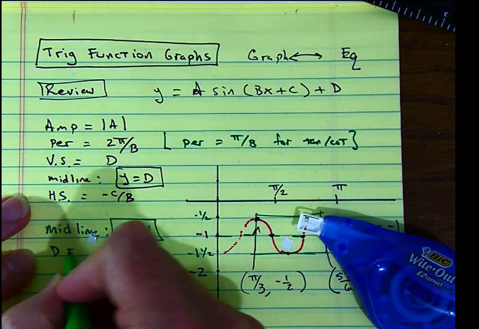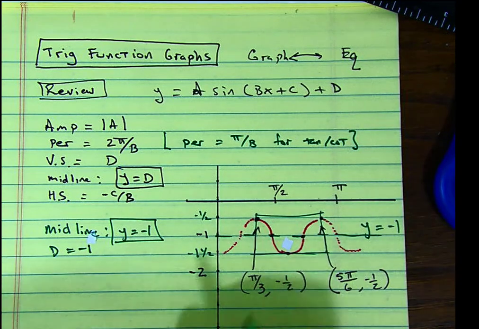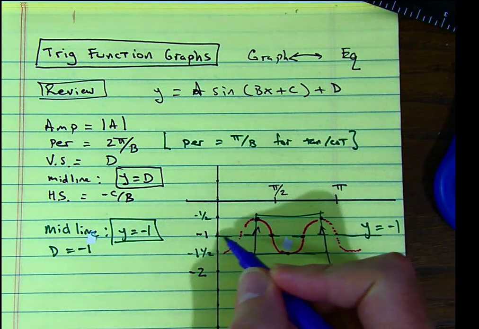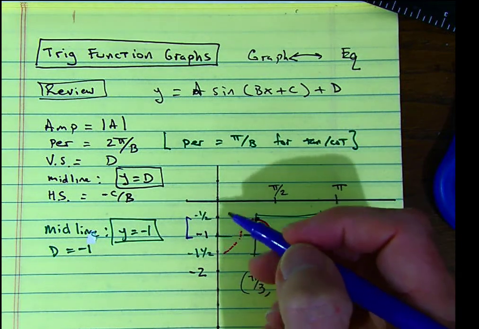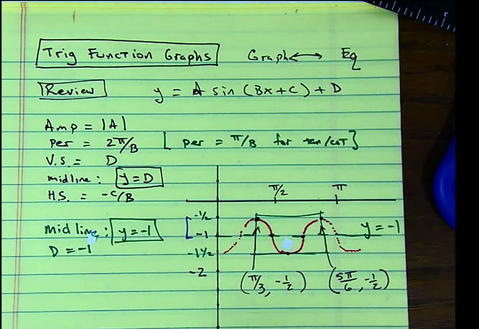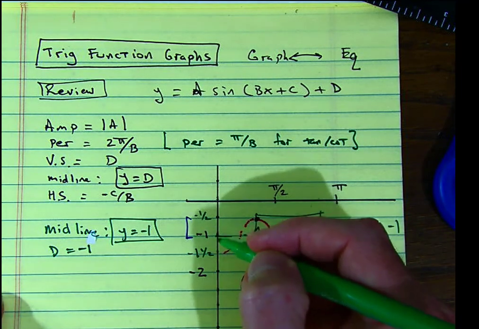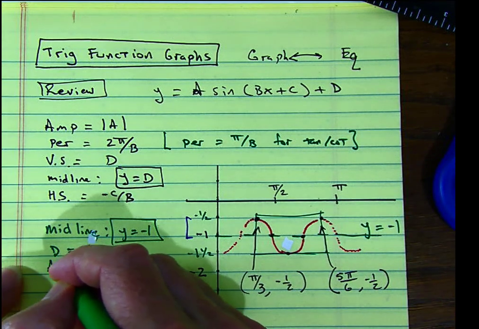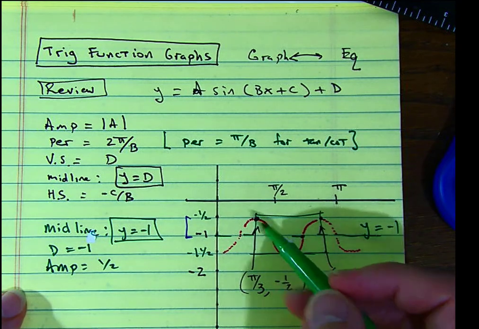That means we got our D number. So D has to equal negative 1. That was a fast piece of information directly off the midline. Another thing we have is the amplitude. From the midline up is amplitude. Well, that is a height of 1. So the amplitude, I said that wrong. From the midline up is a height of 1/2. So the amplitude is a half.